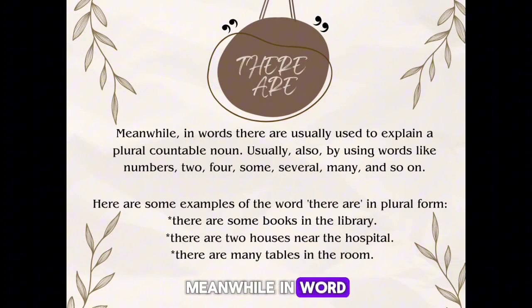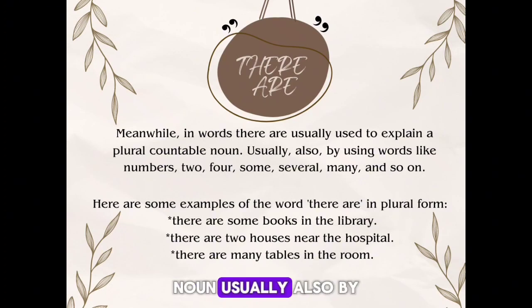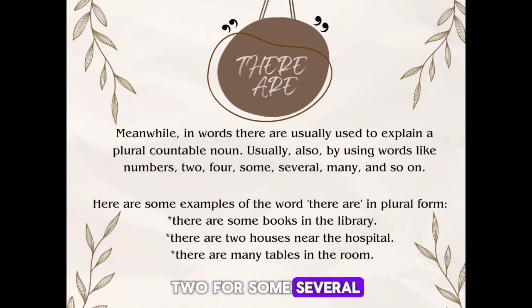Meanwhile, there are is usually used to explain a plural countable noun, usually also by using words like numbers, two, four, some, several, many, and so on. Here are some examples of there are in plural form: there are some books in the library, there are two houses near the hospital, and there are many tables in the room.